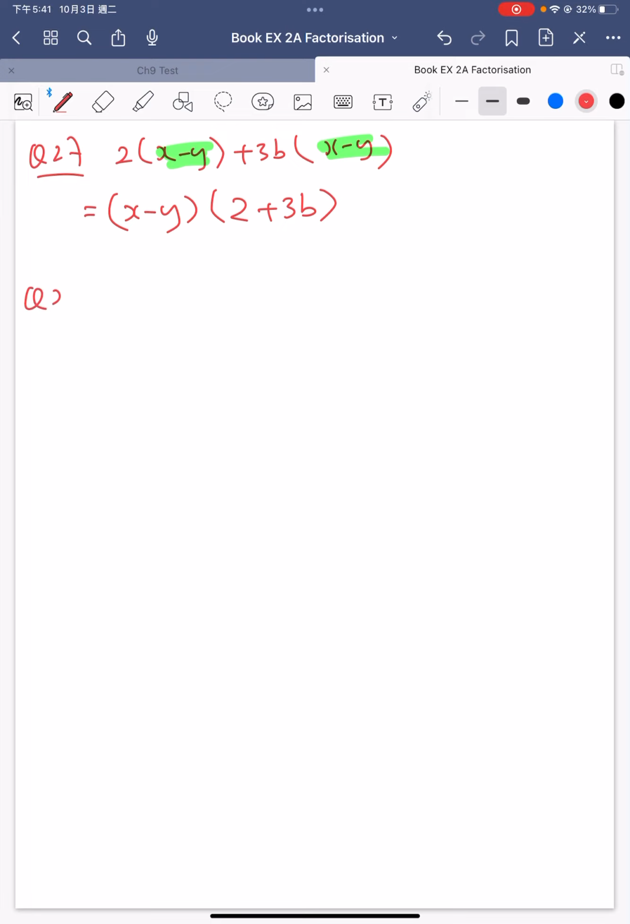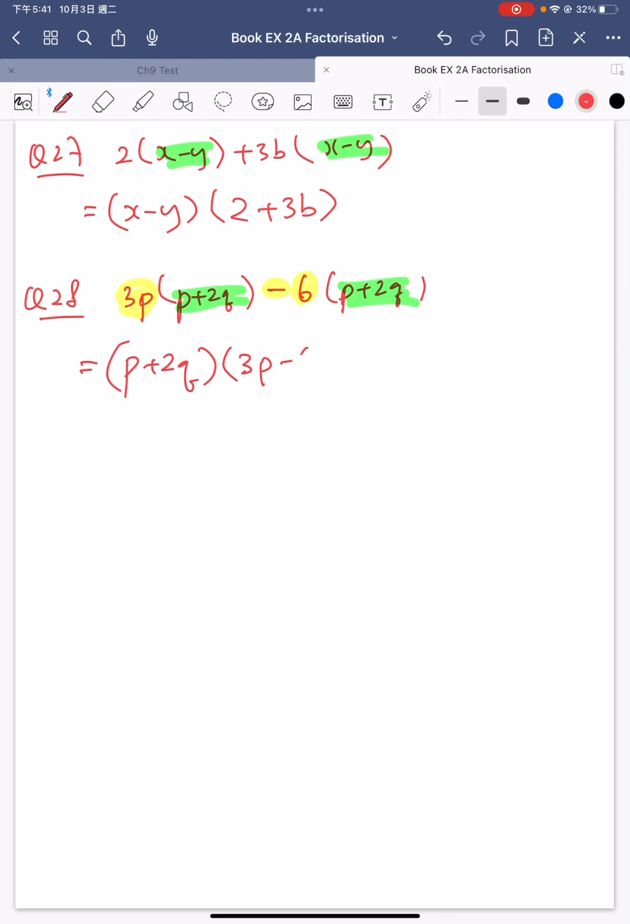So let's try the next one, question 28. We have 3p times p plus 2q, then minus 6 times p plus 2q. Again, we got this p plus 2q as the common factor. Then what we left is just this 3p minus 6. So you can write it as p plus 2q, then what we left is this 3p minus 6.